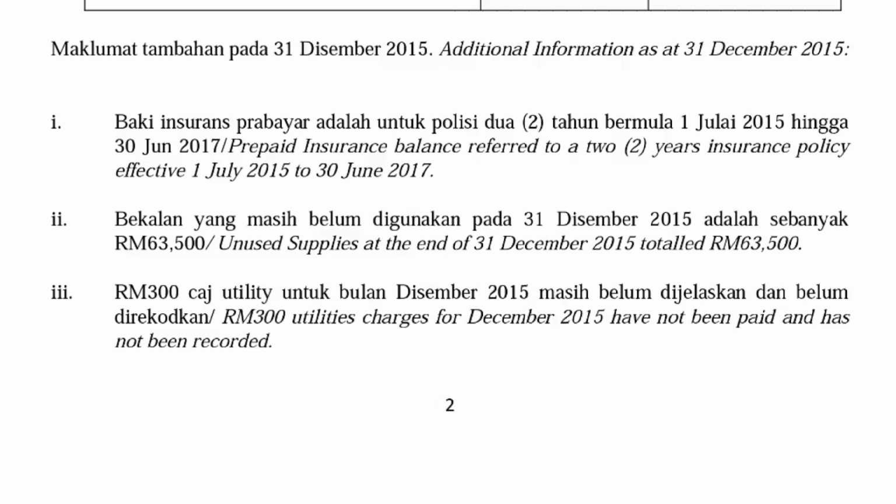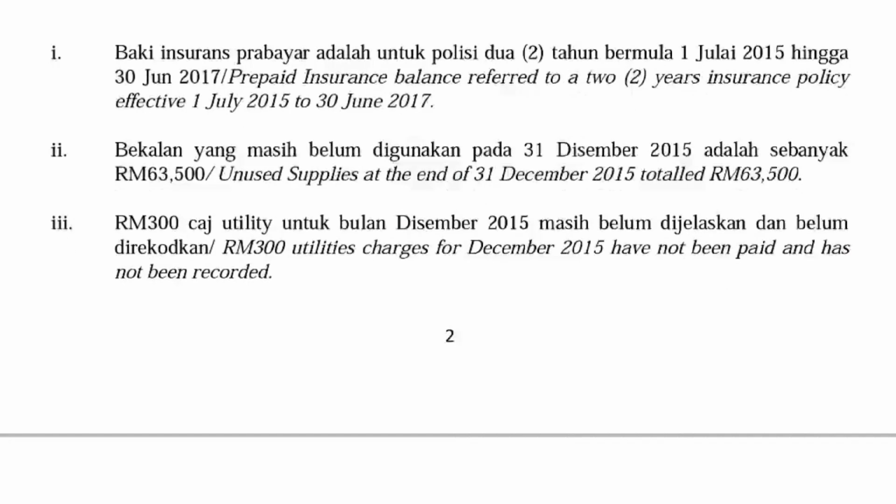I will show you the answer at the end of this video. So you will see you have to debit the insurance expense 3,000, credit prepaid insurance 3,000. Okay, information number 2.